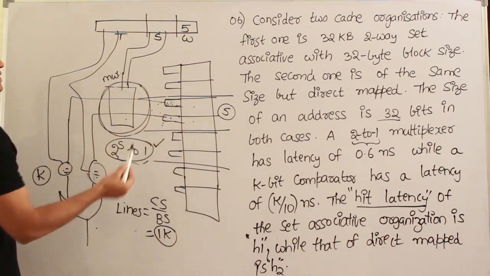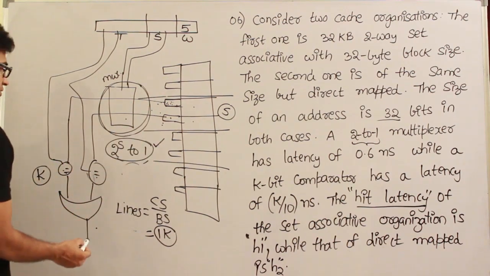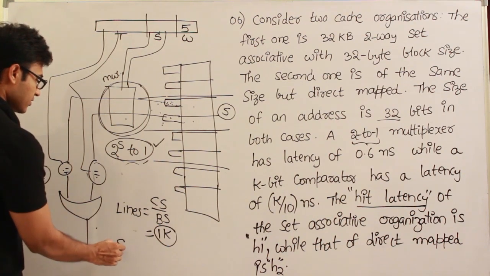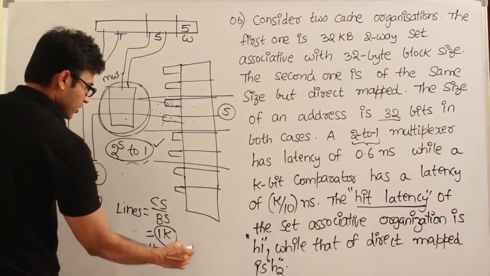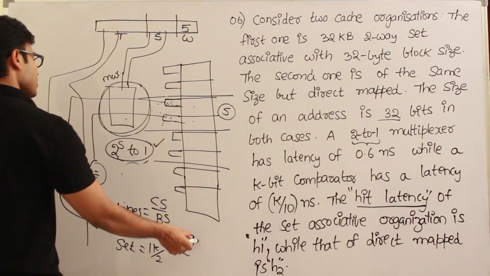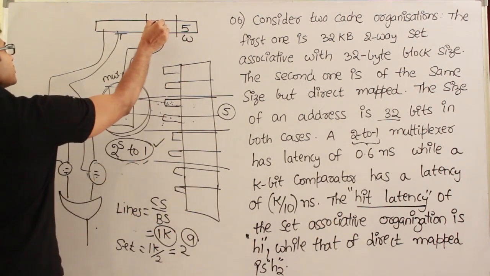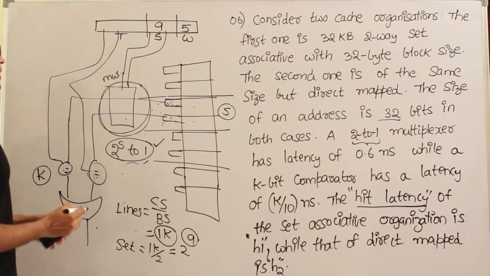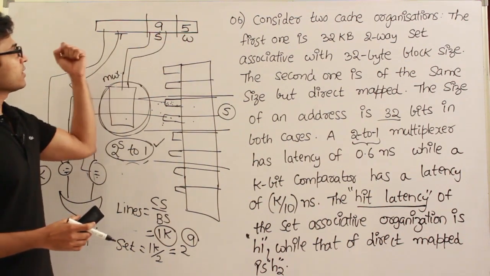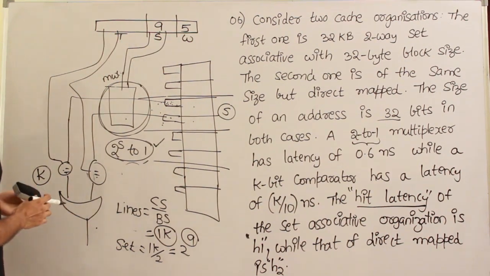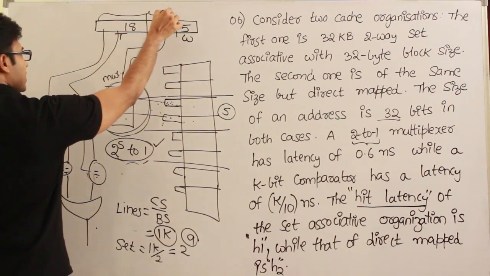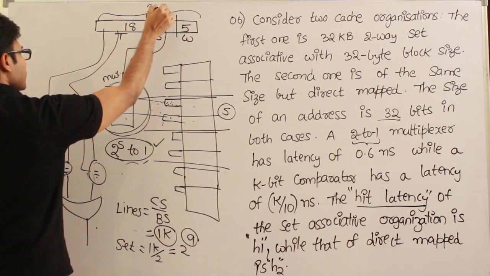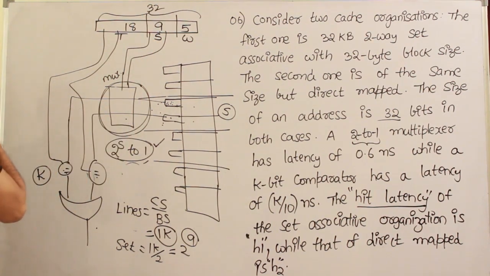And it is a two-way set associative mapping. Since it is two-way set associative mapping, the number of sets equal to 1k by 2, right? So 1k by 2 is nothing but 2 power 9. 2 power 9 sets are present. Therefore, here it is going to be 9 bits. Now it is combinedly 14, right? Then how much this should be? This should be, I think, 18, right? Since this is completely, this has to be 32, this has to be 18, isn't it?